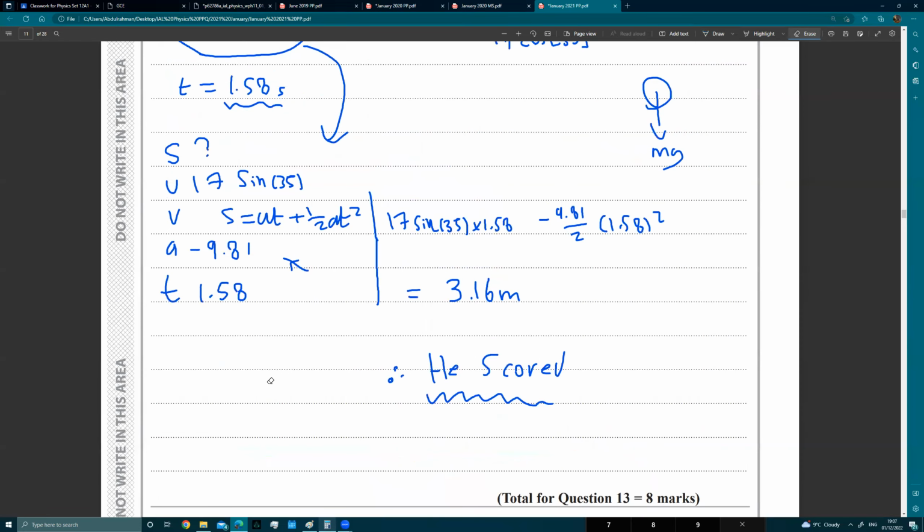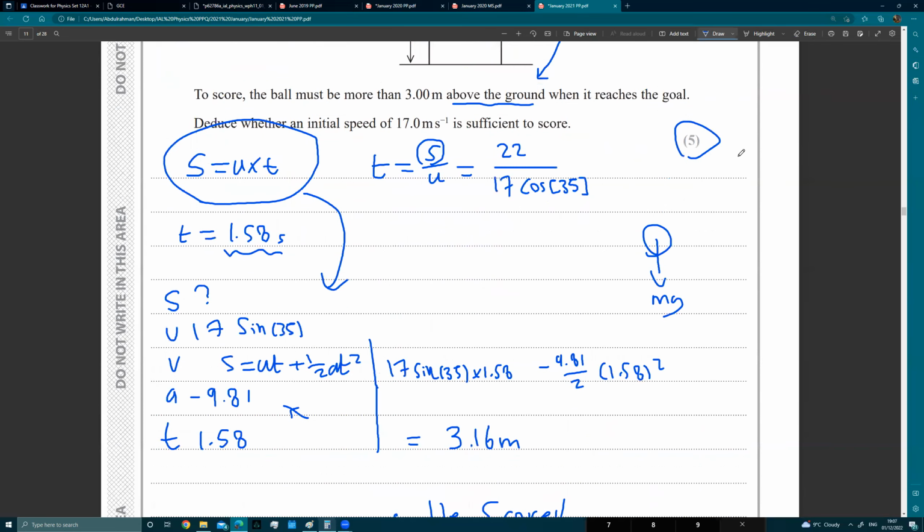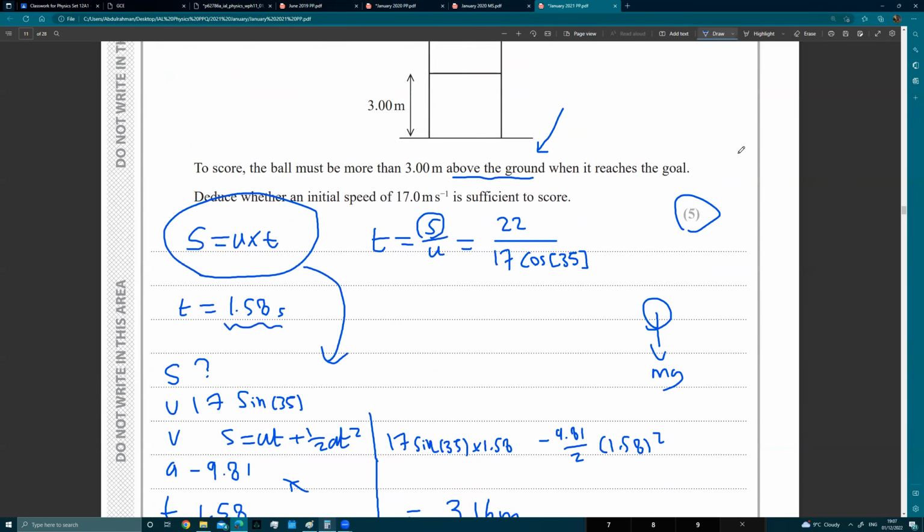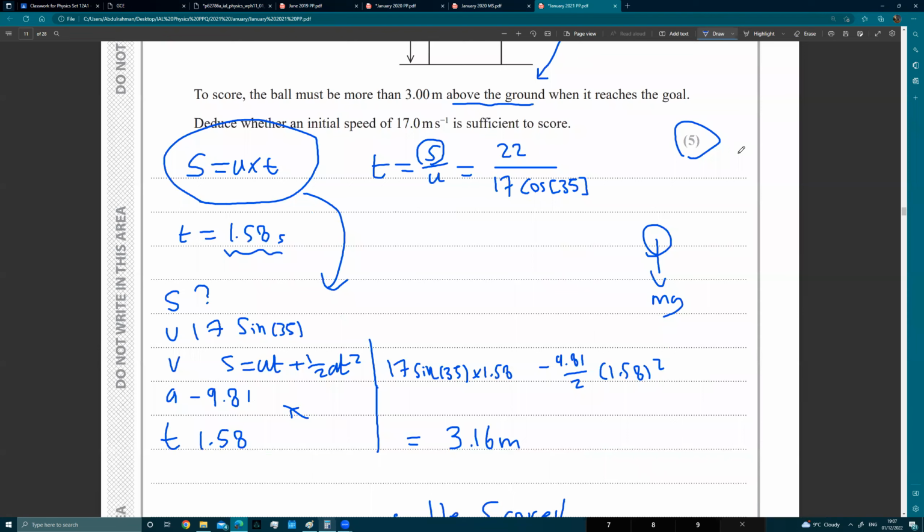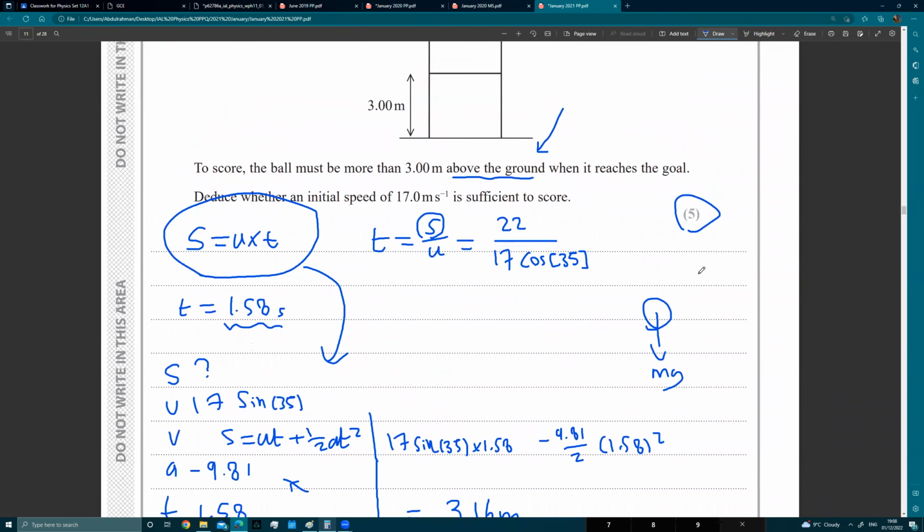So for this type of question, you always do s equals ut from the horizontal, you find the time and you plug it into the distance of the vertical. And the acceleration is always minus 9.81. Always minus 9.81 for projectile motion. So can we do one more?